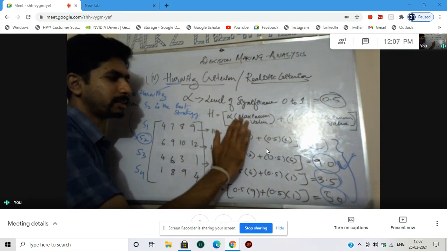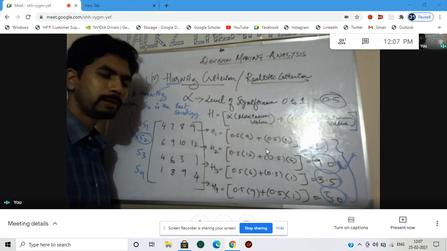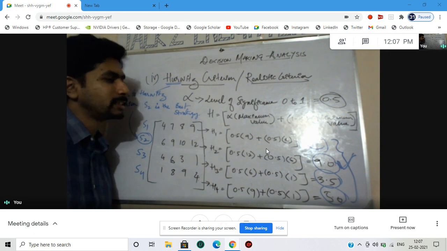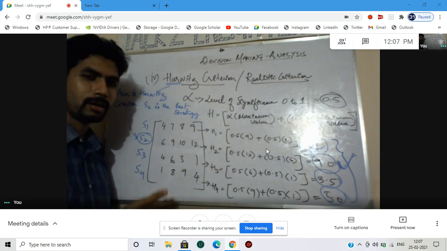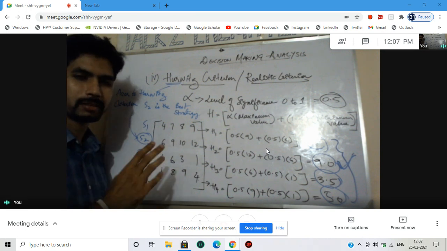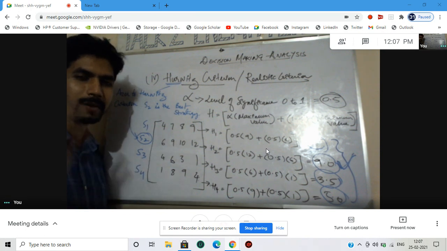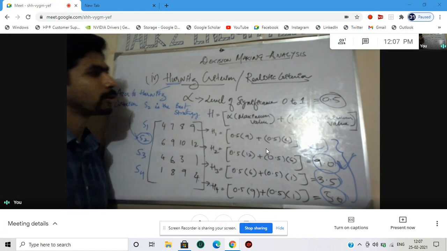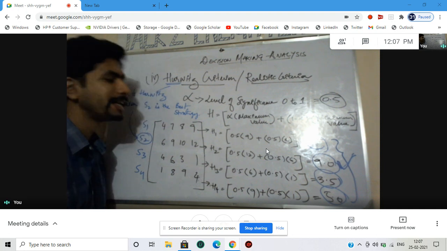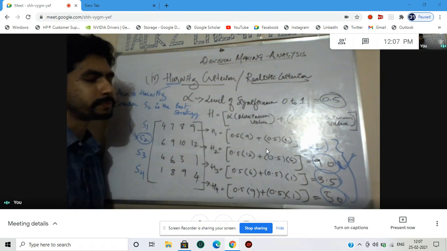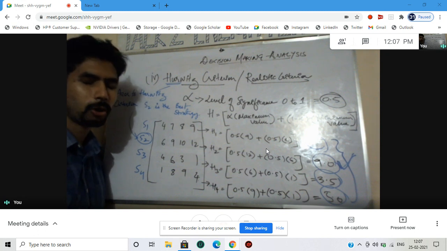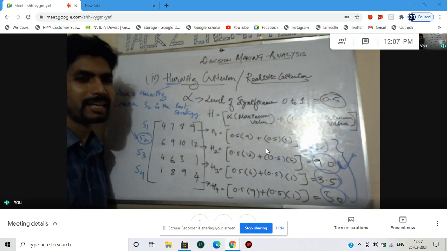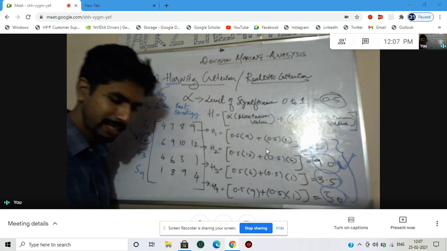All you need to do is remember the formula: alpha into maximum value plus 1 minus alpha into minimum value, and based on the alpha value, work out the values row wise, and whichever is the highest value, see the corresponding strategy. That corresponding strategy is the best strategy under Hurwitz criterion, also called the realistic criterion. Is that clear? Moving ahead, you have another criterion called the Minimax regret criterion. We will see that criterion also.